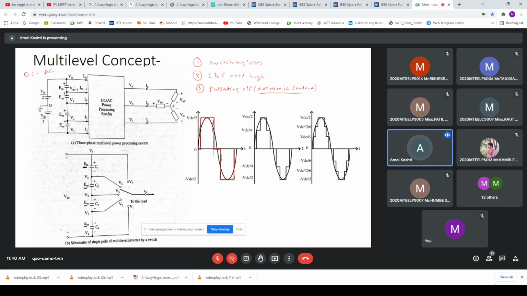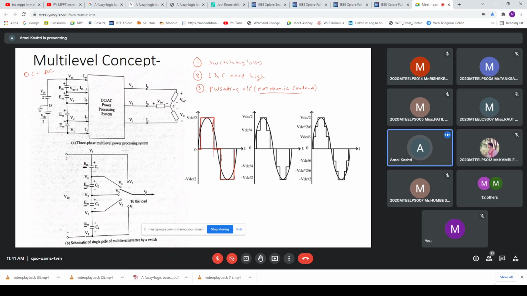Then here is the DC to AC power processing system. Power processing system means here we have the switches. Those switches can be anything: SCR, IGBT, or MOSFETs. We use this multi-level inverter circuitry in this part, and here is our load. It can be anything, a motor or a generator. Whatever the load is, we can drive it from this. So the concept is shown here.